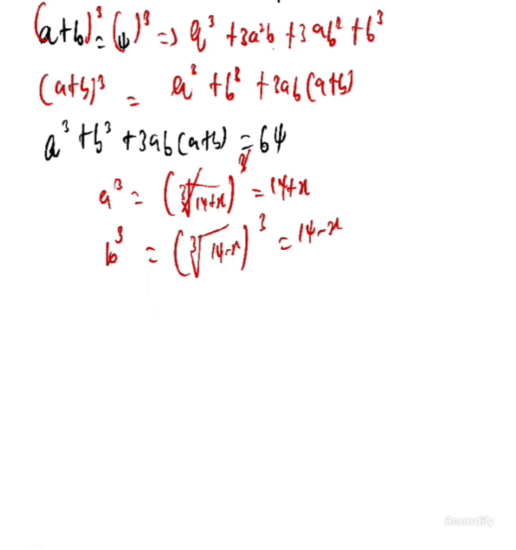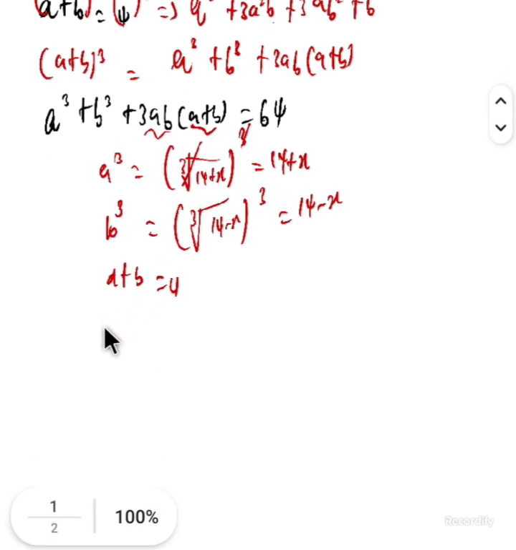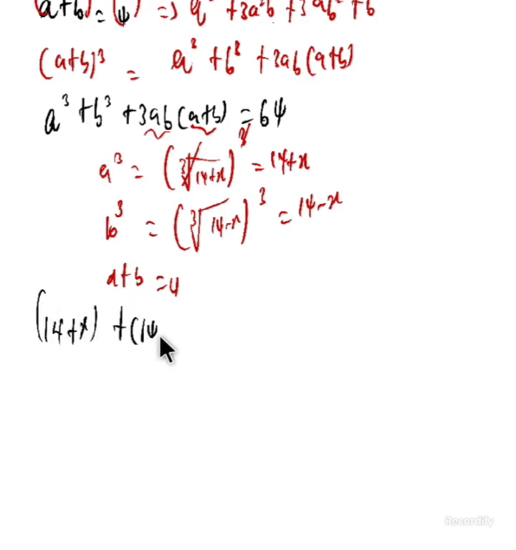Then remember a plus b is 4 from the question. So take note of that: a plus b is 4. What we are left with is a times b. We don't know that, but let's input those we know already. So a cube is 14 plus x, and b cube is 14 minus x, then plus 3ab into bracket a plus b, which is 4, and everything is equal to 64.